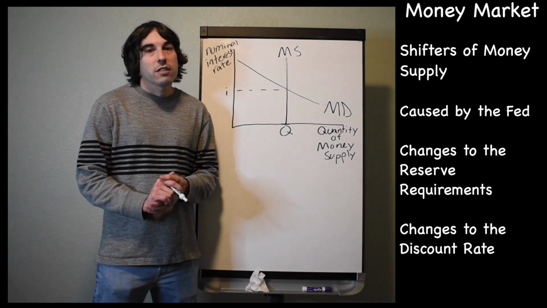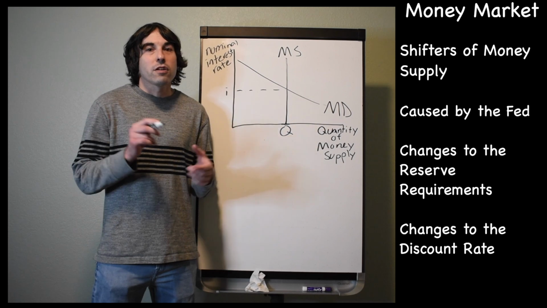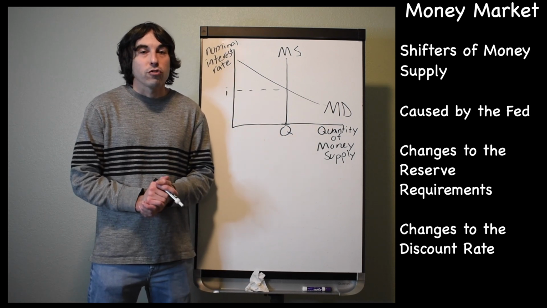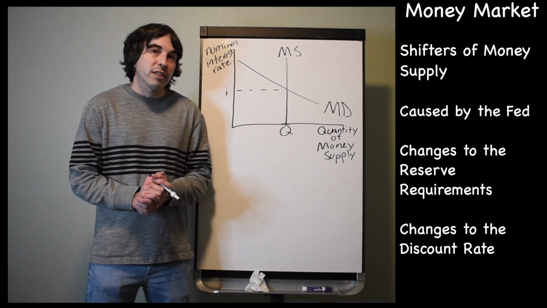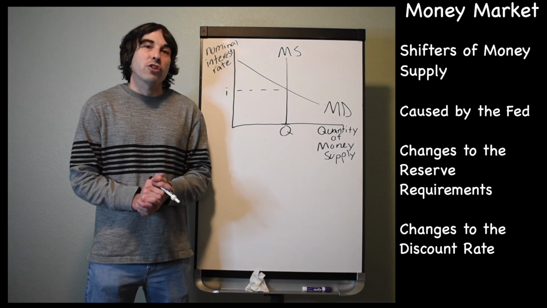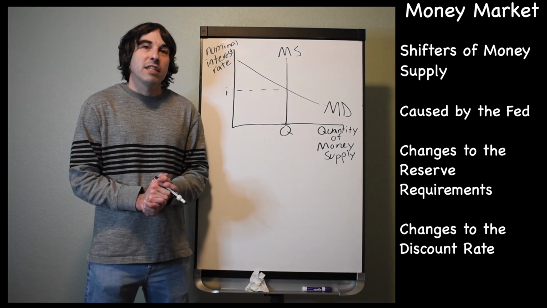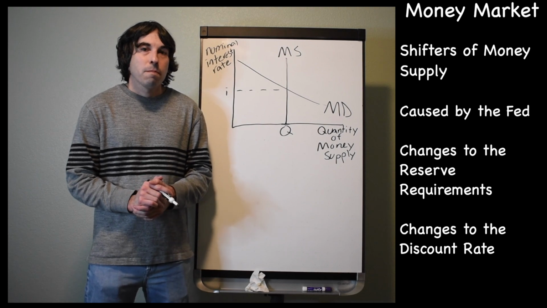If they want to decrease the money supply, then they can raise the reserve requirement ratio, and now banks will have to hold on to a greater percentage of the money that's sitting in people's checking accounts, and any loan that they do make will have a smaller effect because the money multiplier will be smaller.